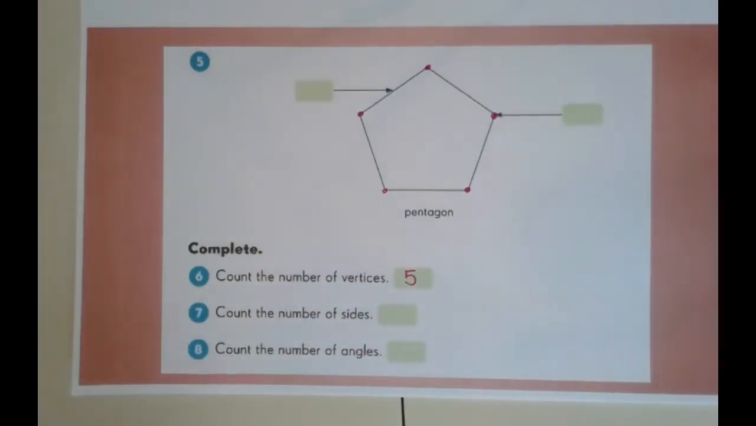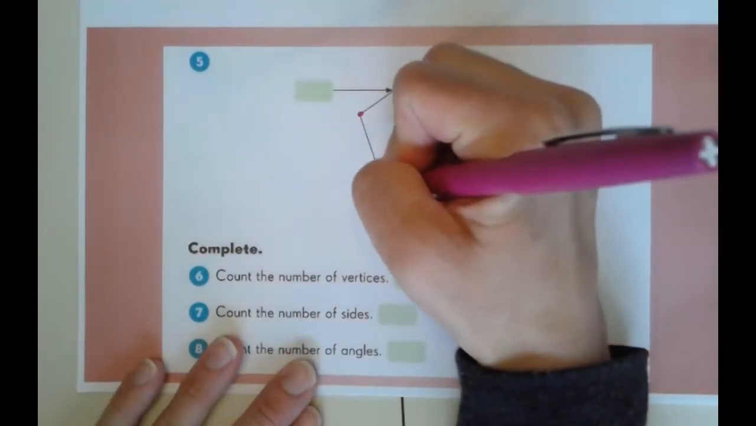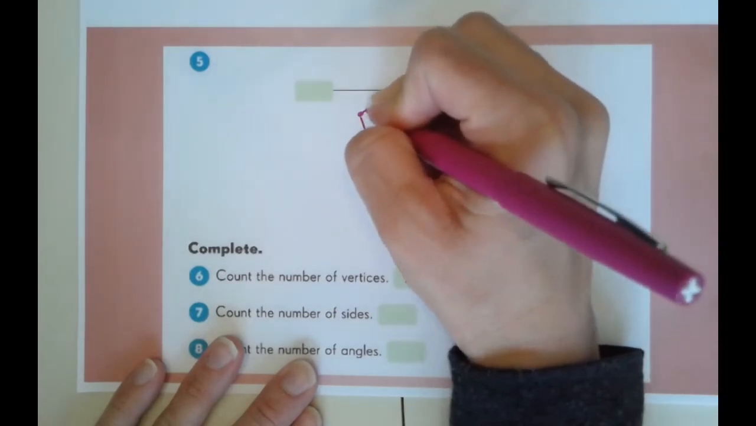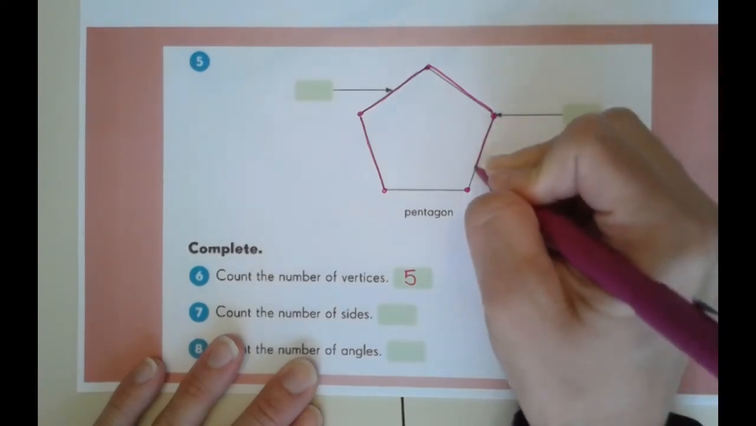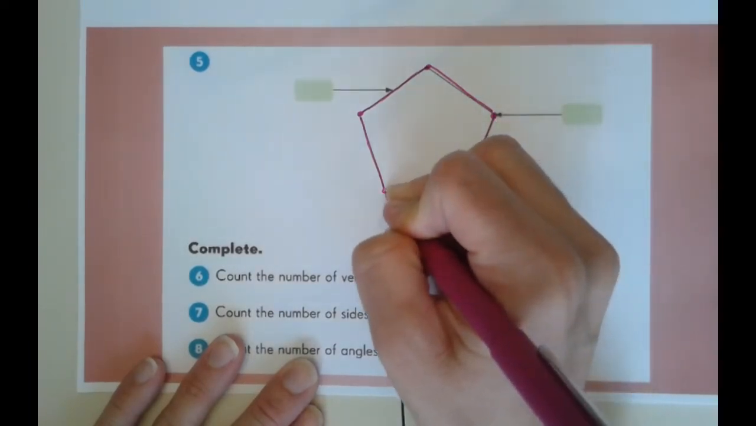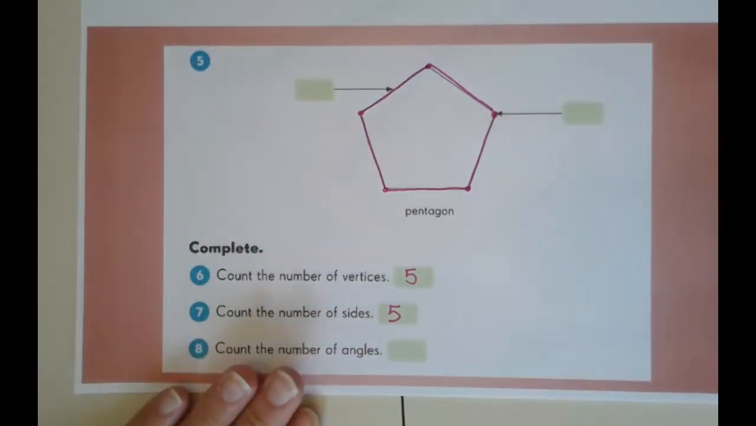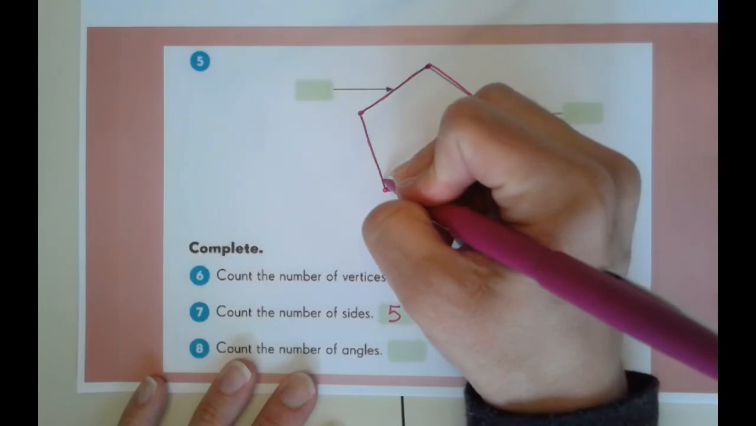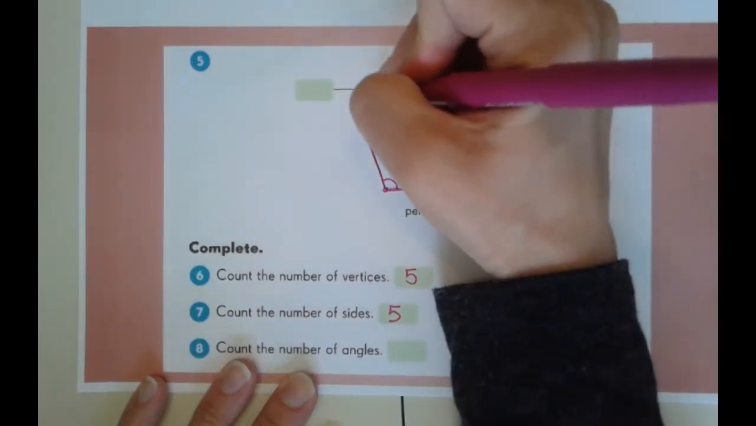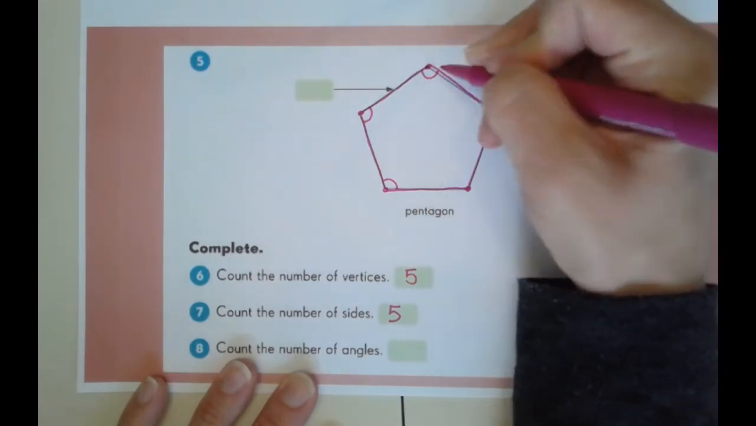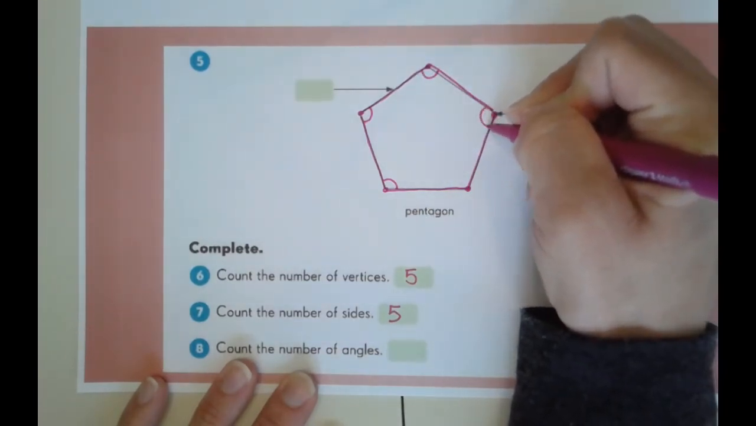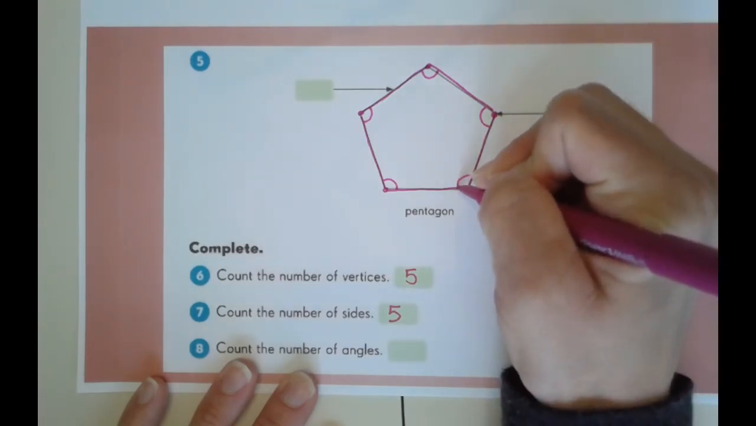Count the number of sides. 1, 2, 3, 4, 5. There are 5 sides. And count the number of angles. Here's 1 angle, 2 angles, 3 angles, 4 angles, 5 angles.